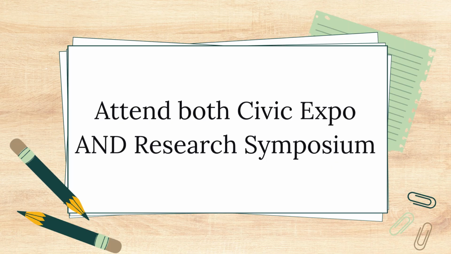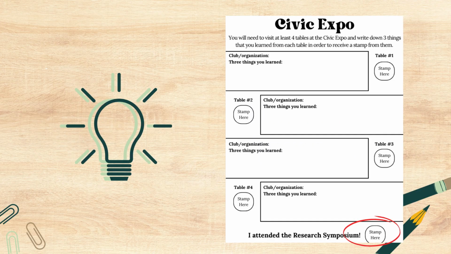Make sure that you attend both the Civic Expo and the Research Symposium, though. These are very important. And you can't turn in your stamp sheet, which is the only way you receive credit, if you have not attended both portions. Okay, so once you've either attended the Civic Expo or you have finished presenting, you will need to attend the Research Symposium, where you will get a stamp for talking to at least 1 table. The Research Symposium we talk about in another video, so keep a lookout for that if you have any more questions.